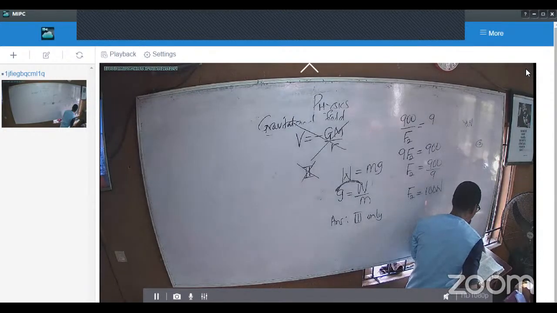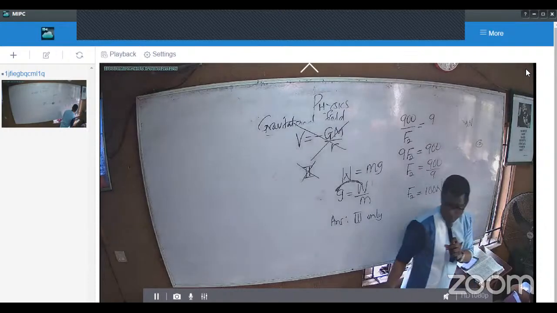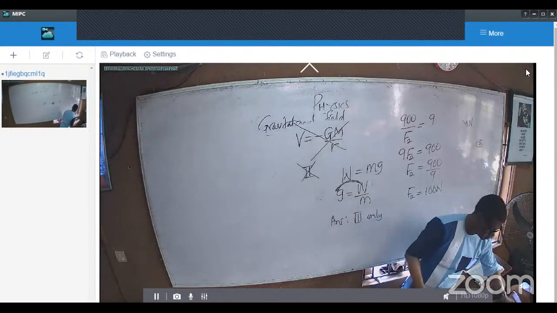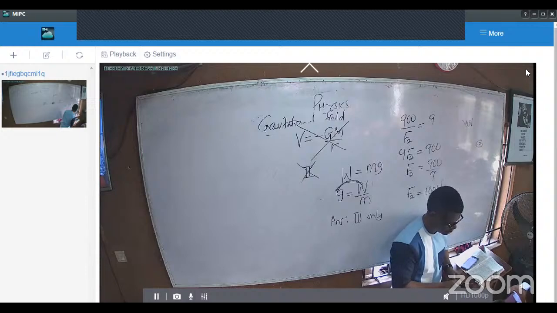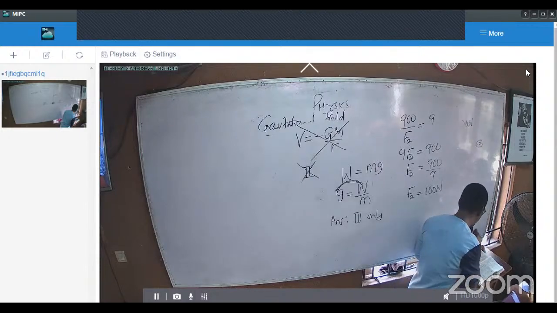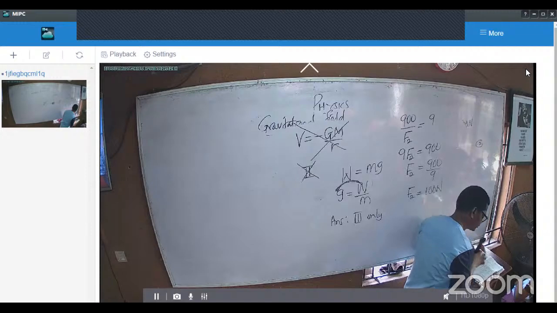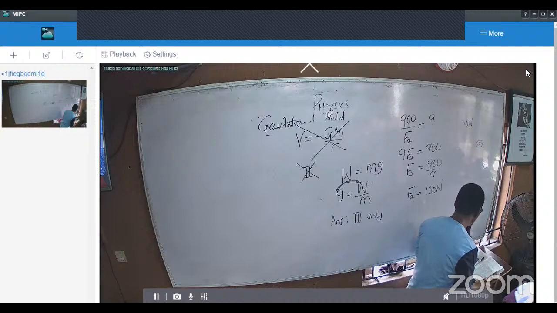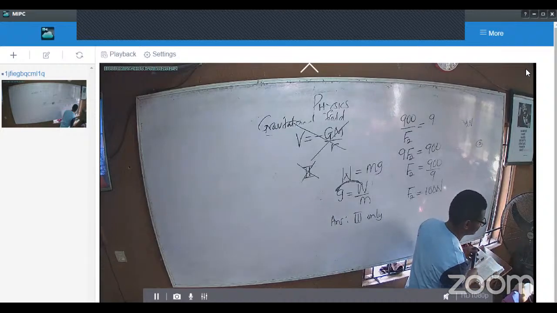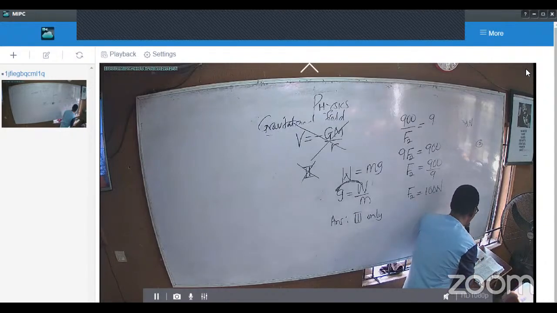Number 8. Minimum velocity needed by anybody or objects.